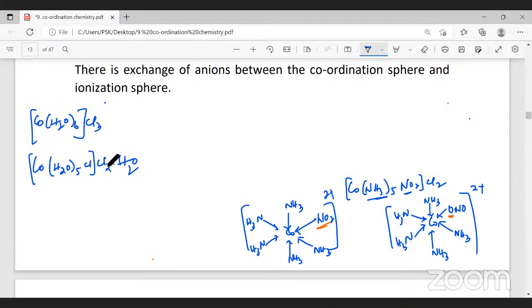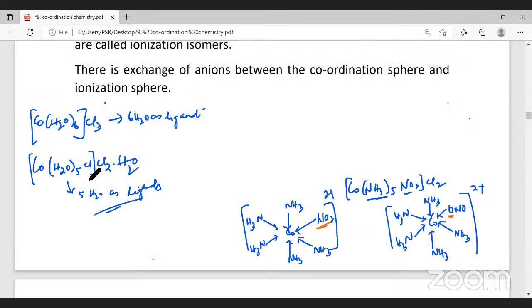1 cobalt atom, 6 water molecules, 3 chlorine atoms. Molecular formula same. But in the first case, we have 6 water molecules as ligands, and in the second case, we have 5 water molecules as ligands. Therefore, this kind of isomerism is called hydrate isomerism. What do you mean by hydrate isomerism? Coordination compounds having same molecular formula, but differ in the number of water molecules as the ligand. Those are called hydrate isomerism.